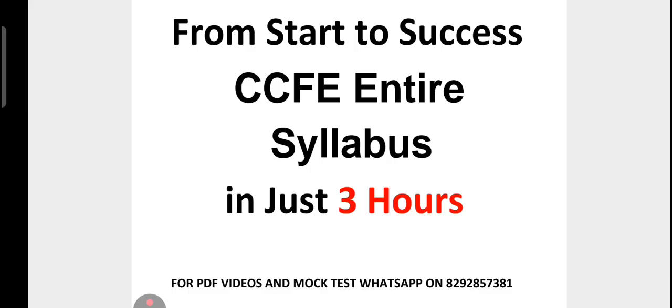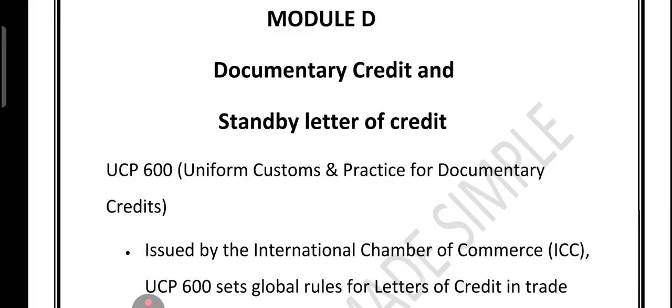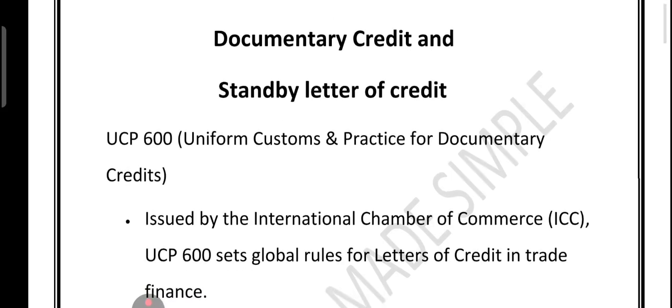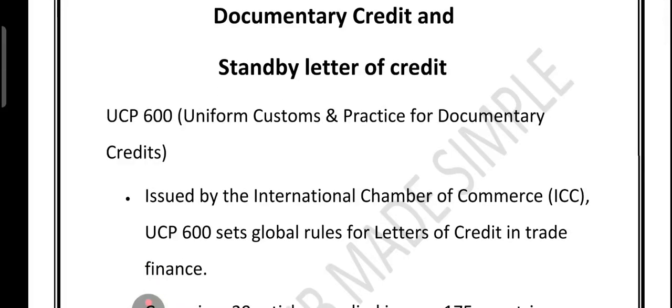So friends, just buckle up for the next 3 hours and listen to every point in the context of international trade, that is called UCP 600, right? So first of all, what is UCP 600? You can think of UCP 600 as the rule book for how banks handle letters of credit in global trade.